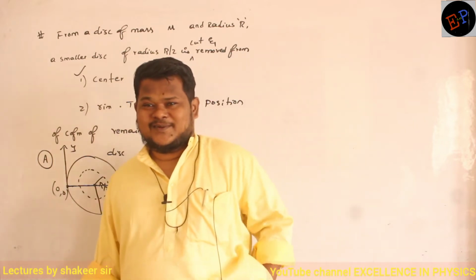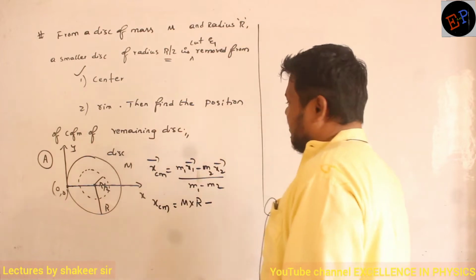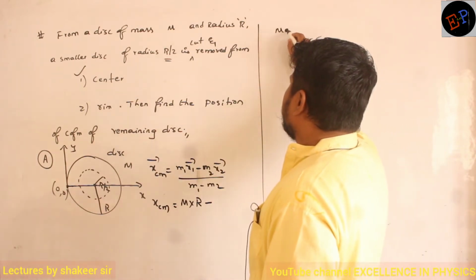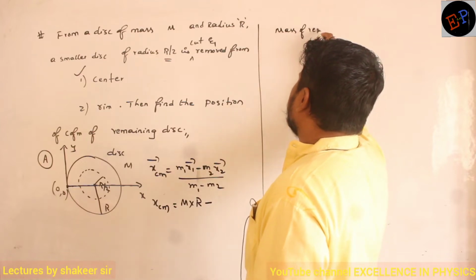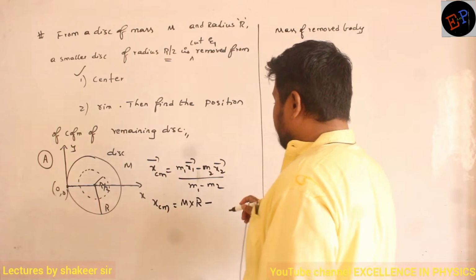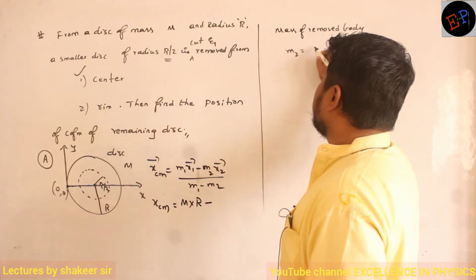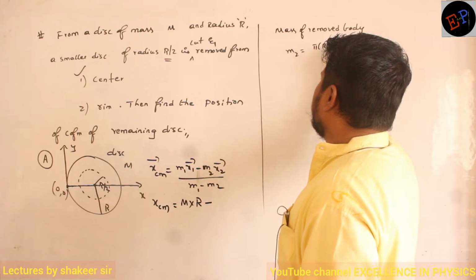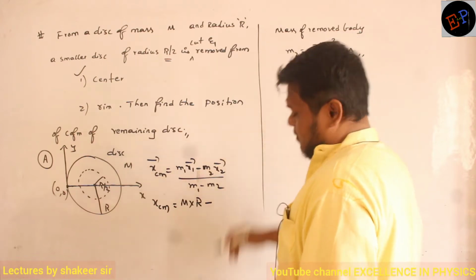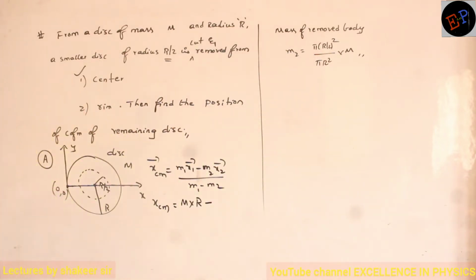Is the mass also half only? We cannot say like this. So let us see how we can calculate the mass of the removed body. First of all, what am I calculating? The mass of the removed body. M2 I can calculate as pi (r by 2) whole square divided by pi r square, multiplied by capital M. This is the method by which I can calculate the mass of the removed body.